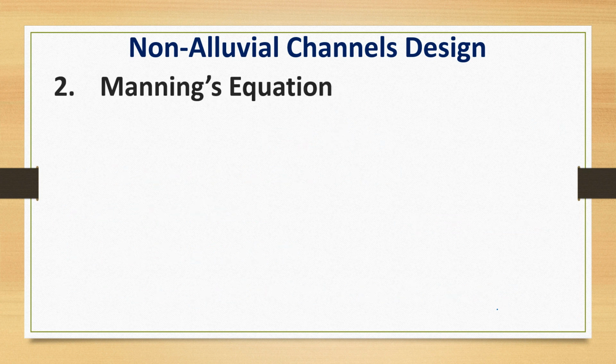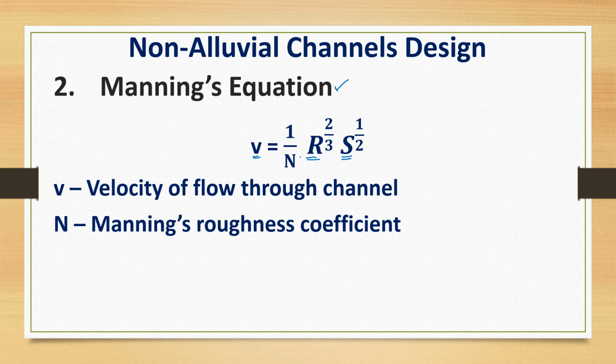So the second equation is Manning's equation. This is the most famous equation for open channel hydraulics. So normally we use this equation for the design of non-alluvial channels. For the first instance, we also determine the velocity with this equation. Here we can see four things in this formula: V, n, R, and S. We are familiar with R, S, and V. V is the velocity of flow. n is the Manning's roughness coefficient, because this is Manning's equation. So like C, this n is in replacement of C, 1 by n.